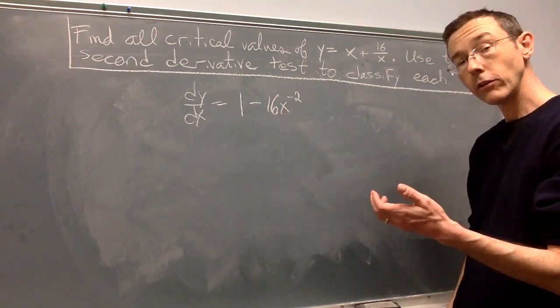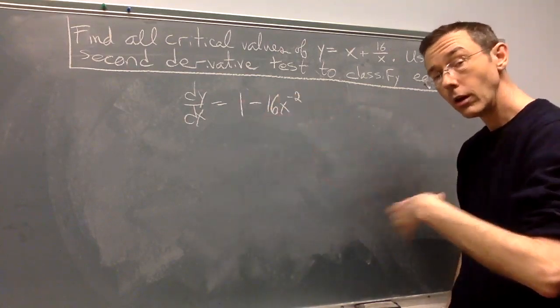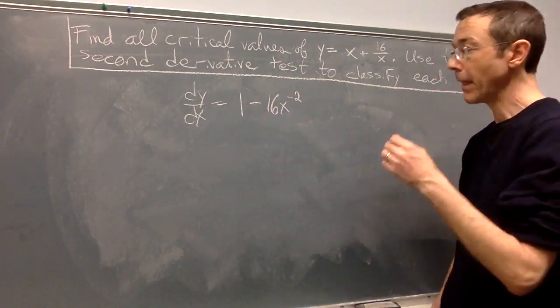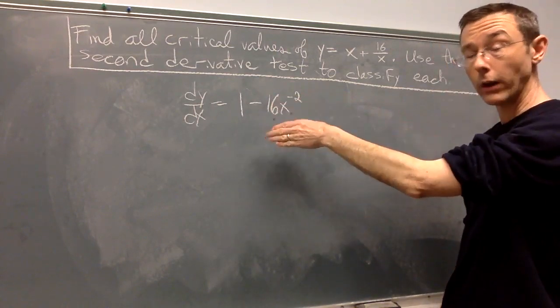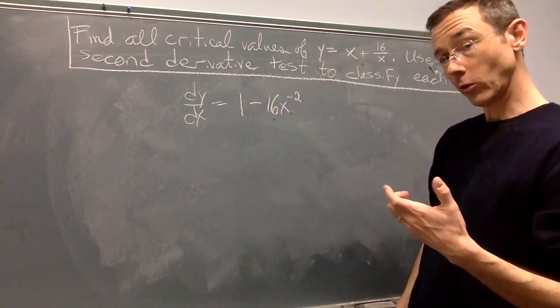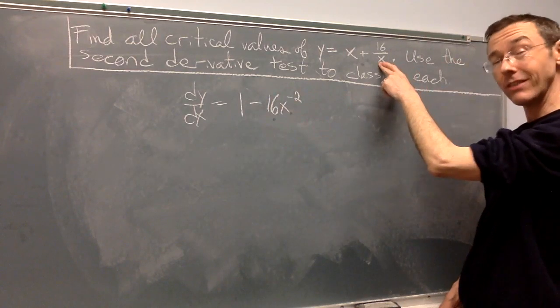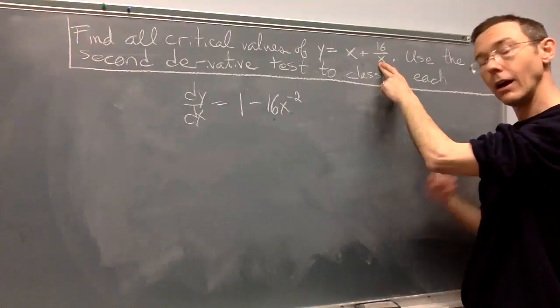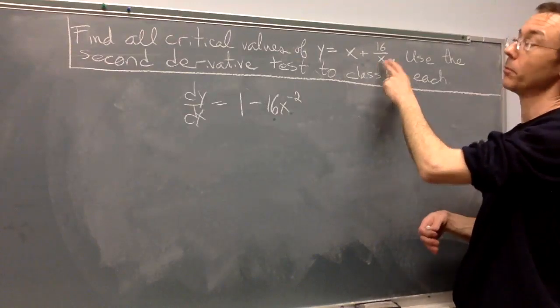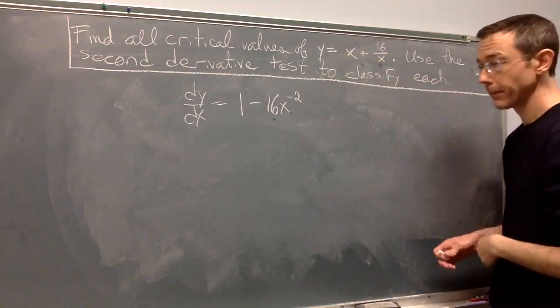For critical values, I'm interested in values where this derivative either is 0 or does not exist. Now, it does not exist when x is 0. This is 16 over x squared. However, that's not a critical value. Why? Because it's not actually a value in the domain of the function. In order to be a critical value, an x value has to be able to be plugged into the original function, just not the derivative.